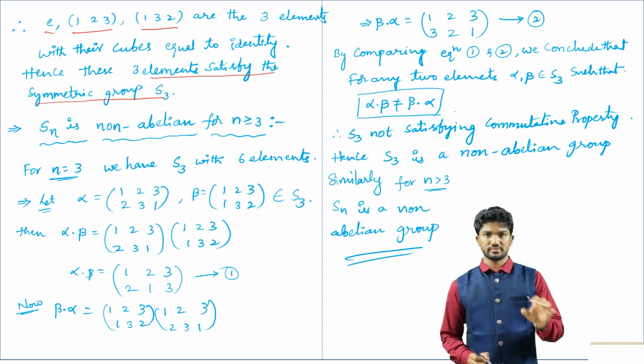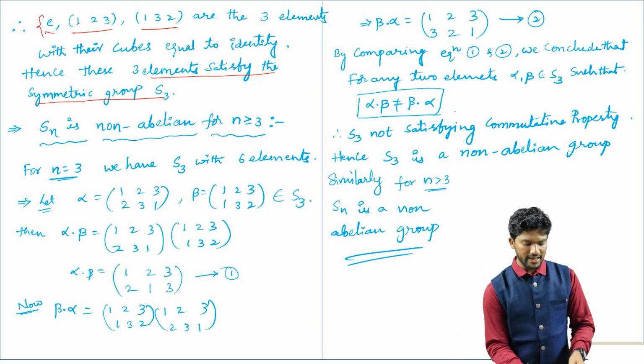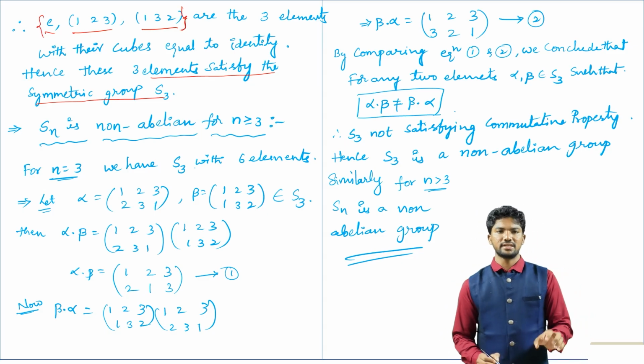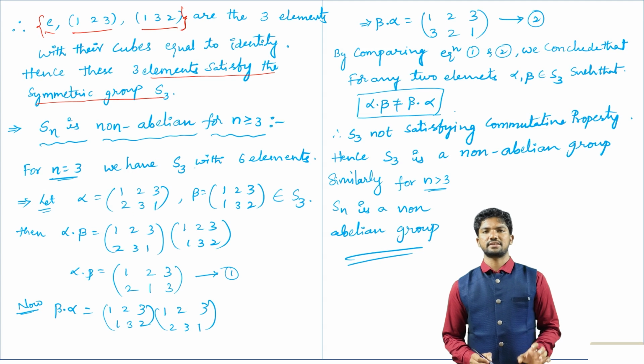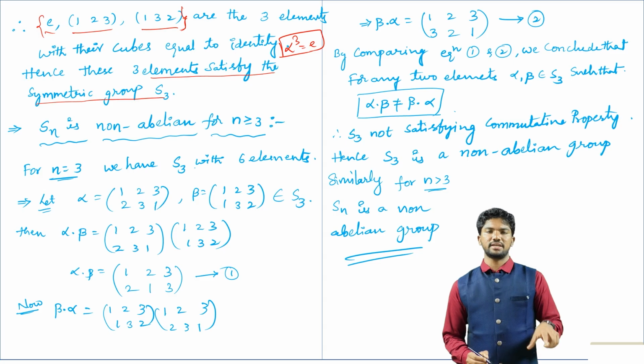This is half of the problem. So we find that these are the 3 elements out of the 6 elements of the symmetric group S suffix 3 with the given property, X alpha cube is equal to E. This property is satisfied by those three permutations.